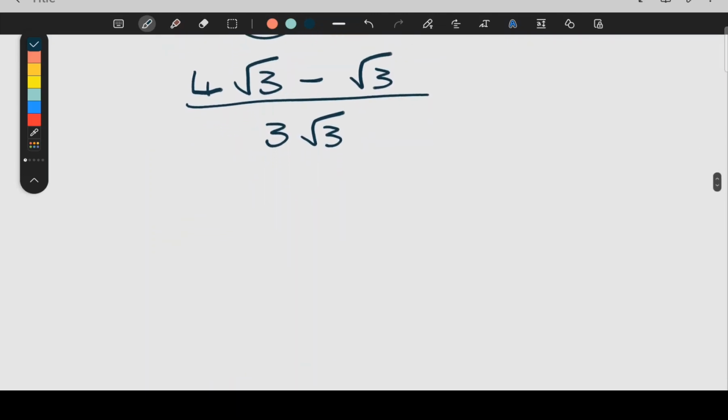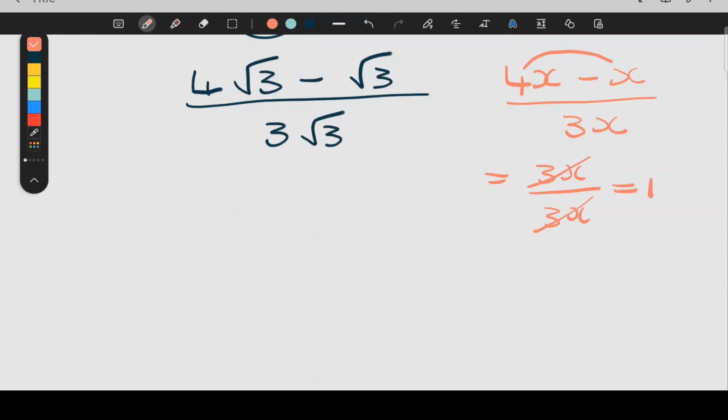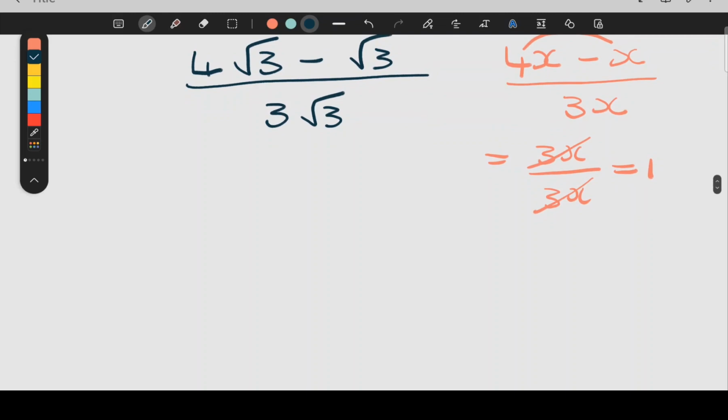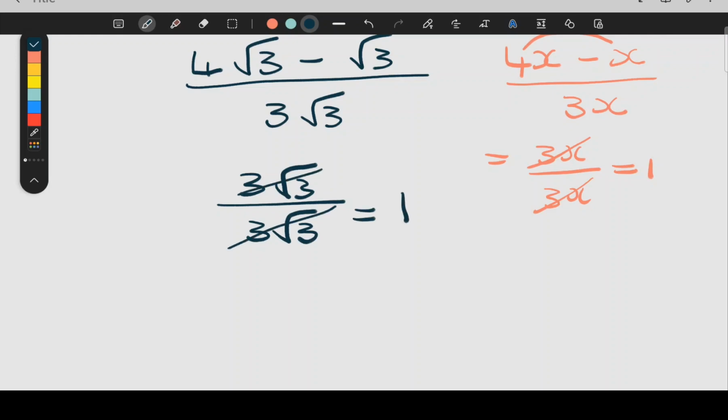So far, this is the question. Now, I want you to imagine again. If this was 4x minus 1x over 3x, can you see these are the x's? I'm just making an example. Let's take them away. How would you do this question? So we're going to apply that same principle here. 4 root 3 minus 1 root 3 is 3 root 3 over the 3 root 3 that was there. And this, anything over itself, gives me 1. That's how you do number 2.